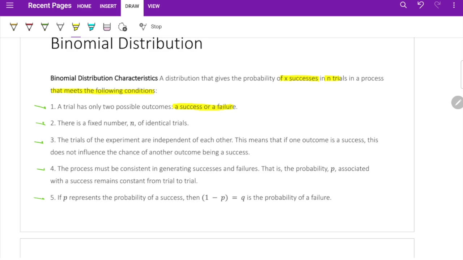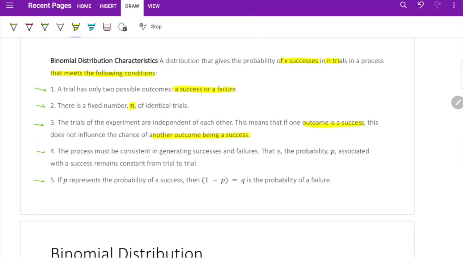There's a fixed number N of identical trials. We're going to speak about this. It's fixed. It's N. We call it N. The trials of the experiment are independent of each other. One of them doesn't have any impact on the probability of the other one. So if one outcome is a success, this doesn't influence the chance of the other outcome being a success.